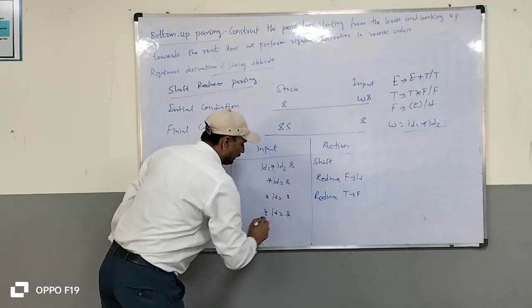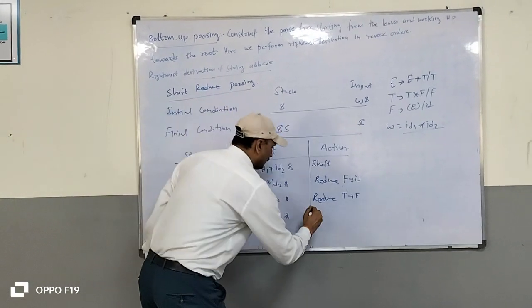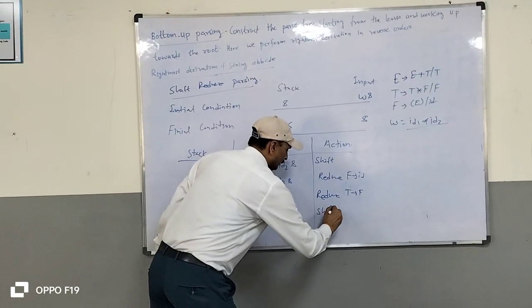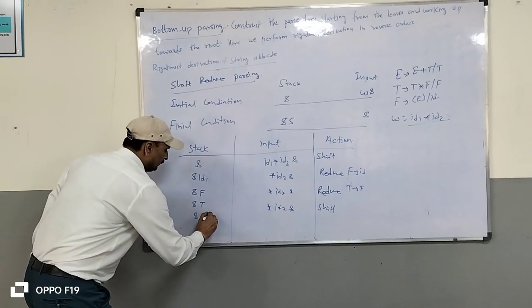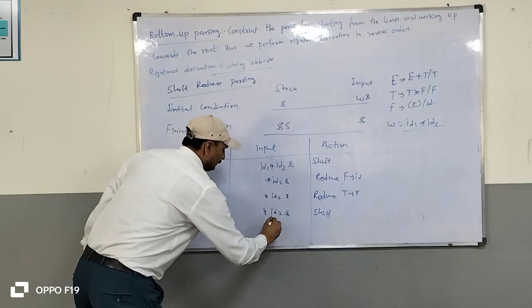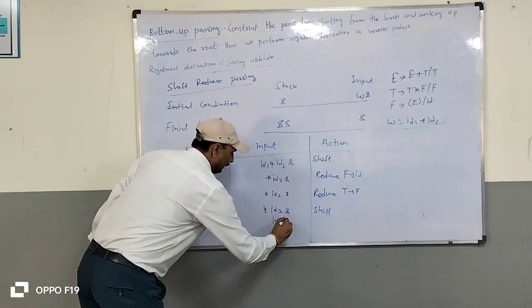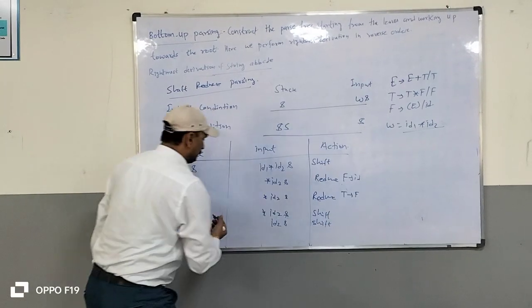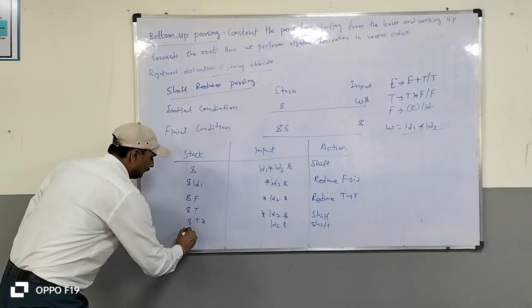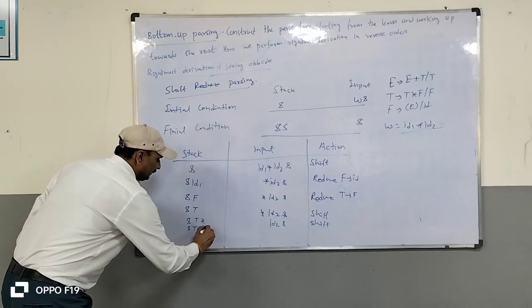Now again we perform the shift operation. So here we write shift. Shift this asterisk, so dollar T asterisk, and the input is id2 and dollar. Again we perform shift, so id2 is shifted, giving dollar T asterisk id2.